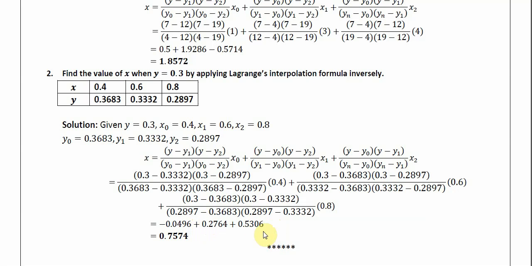That was about Lagrange's interpolation and inverse interpolation, so that completes our interpolation topic. So these are all things in interpolation. You can go through each of them and solve more problems provided to you.